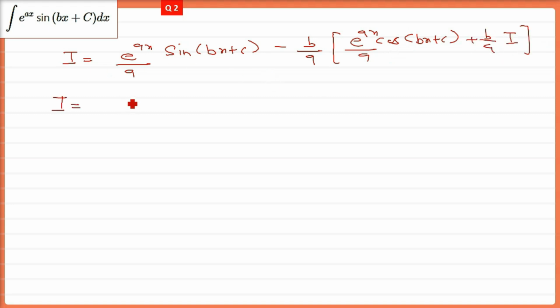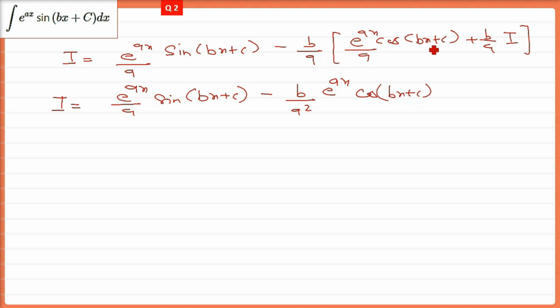Now we'll multiply b by a inside. So e raised ax sine bx remains unchanged. Now multiplication will give you b into e raised ax cos bx plus c, and the denominator will be a square. So the numerator will be like that, but b by a into 1 by a will be b by a square. Then minus b into b will be b square, a into a will be a square, minus b square by a square into I.